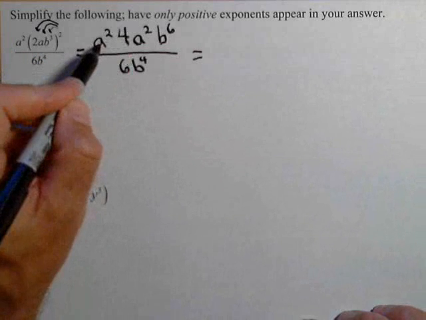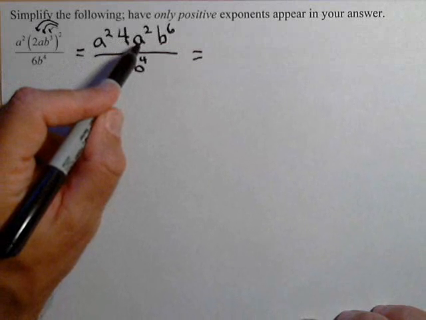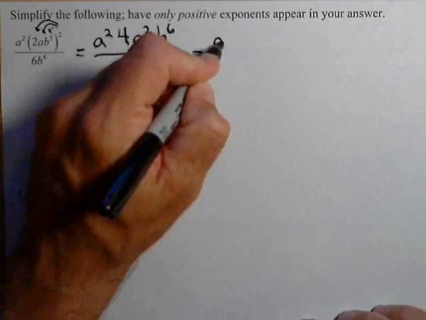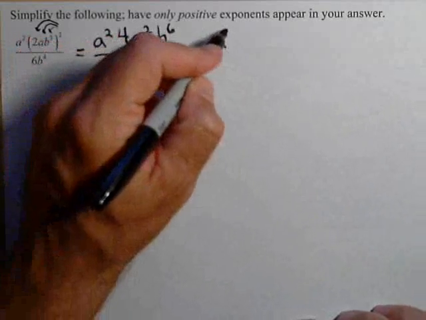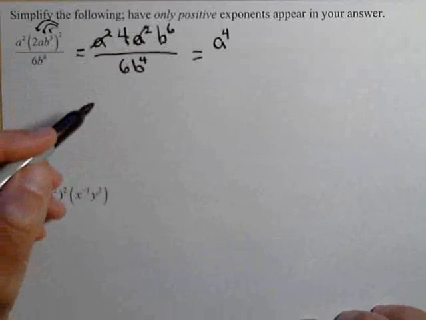I have an a squared term and an a squared term. Two things of the same base, when multiplied together, their exponents add. So that'll give us an a to the 2 plus 2, or an a to the fourth. So that takes care of those terms.